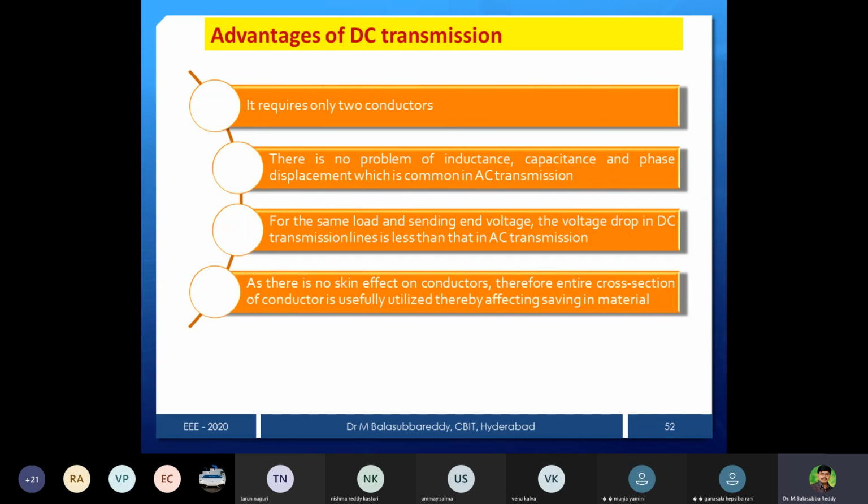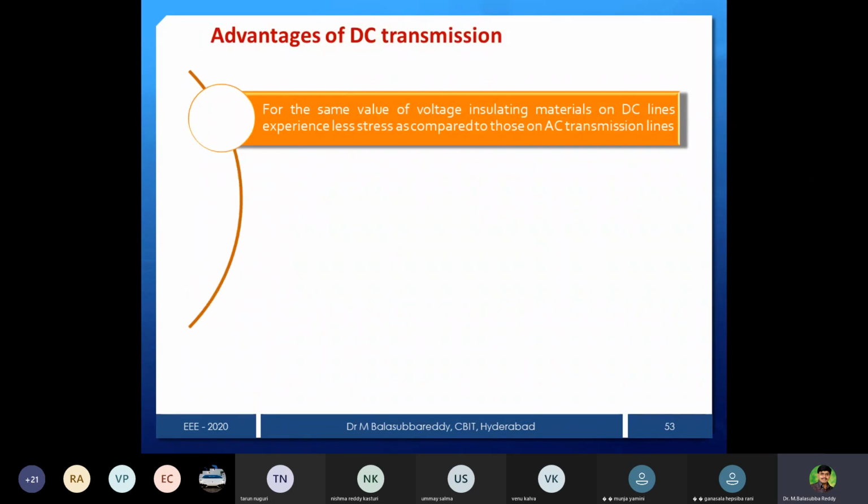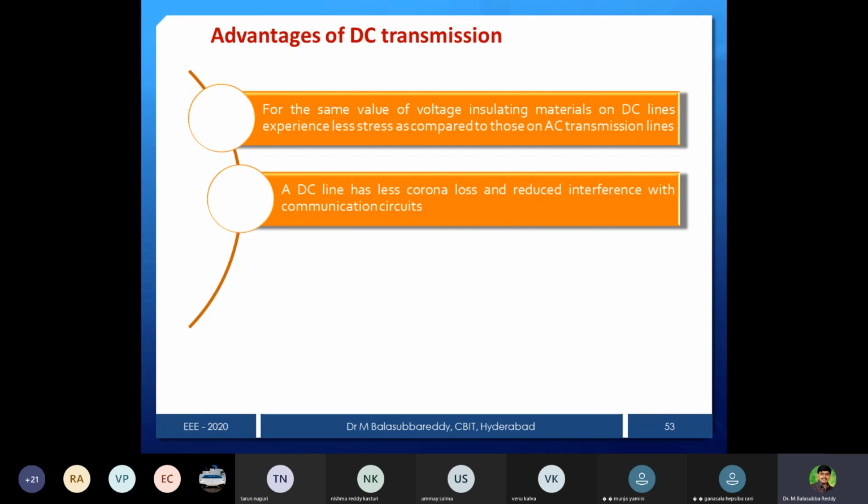Because of corona in the AC system, it is not utilized properly, but in the DC case you can utilize it properly. For the same value of voltage on insulating materials, a DC line experiences less stress as compared to an AC transmission line. DC line experiences less stress when compared to AC. So that is also one of the advantages.